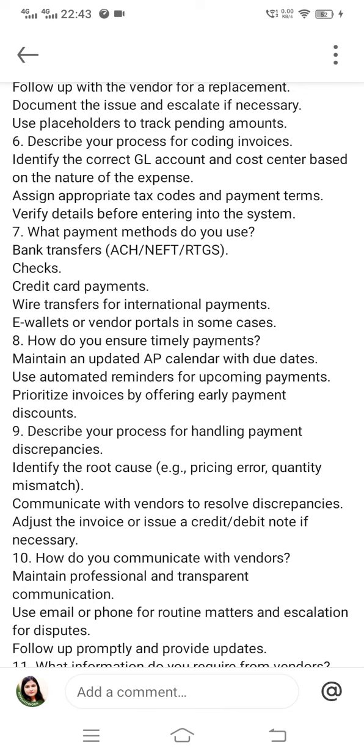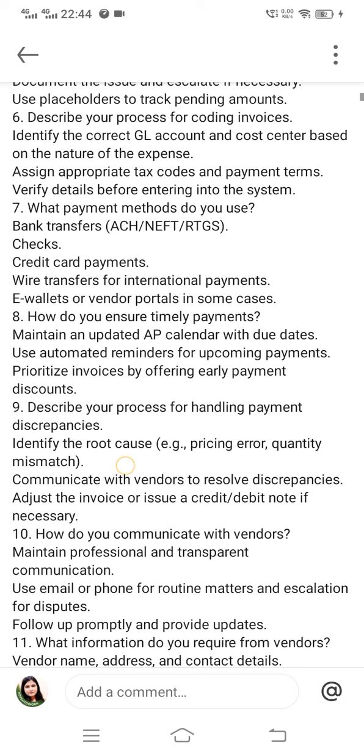Now we have eighth question, how do you ensure timely payments? For maintaining timely payments and to ensure that we have paid the vendor on time, we maintain an updated tracker like an Excel sheet with a due date. Use authorized reminders also for upcoming payments. Prioritize invoices by offering early payment discount.